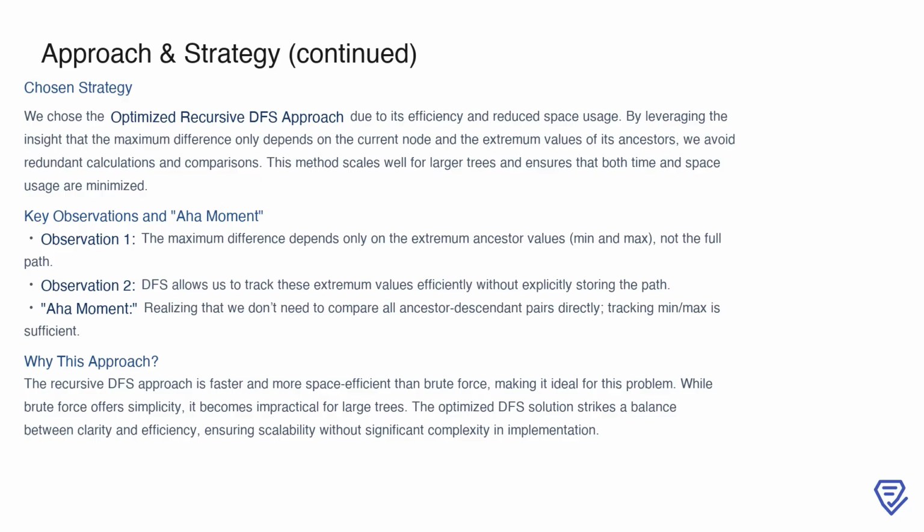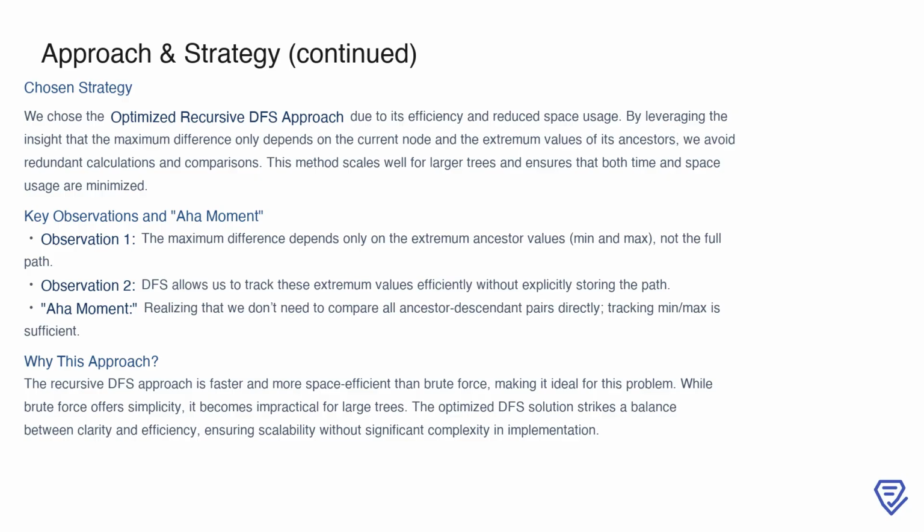The ability to track these extremum values dynamically during the traversal eliminates the need for redundant comparisons and guarantees that the solution scales well to larger trees. Two key observations solidify this strategy. First, the realization that we don't need the full path but only the extremum values to calculate the maximum difference. Second, DFS inherently provides a mechanism to track these values efficiently without extra storage.